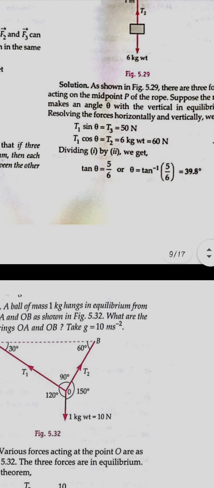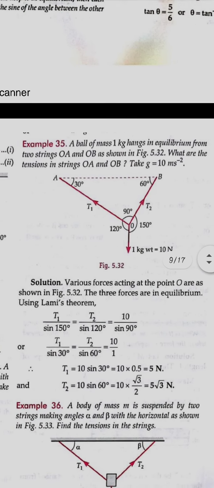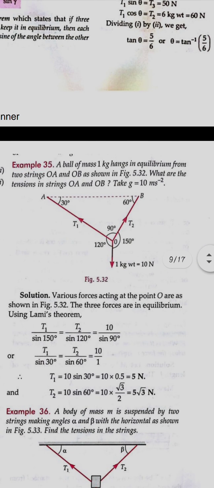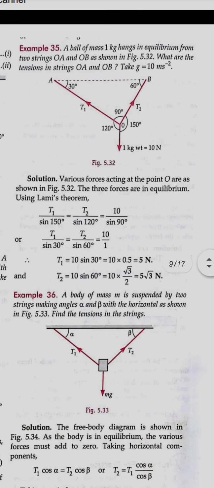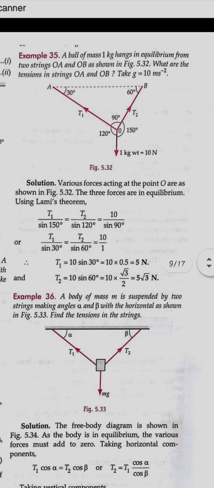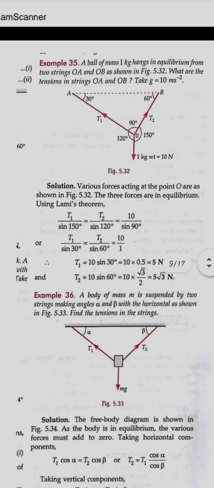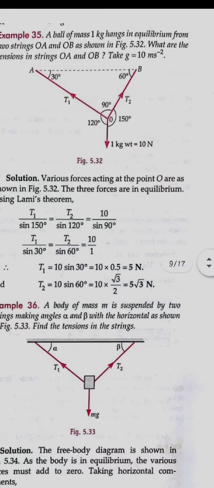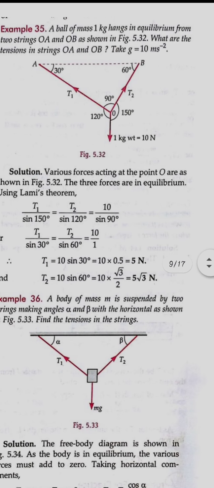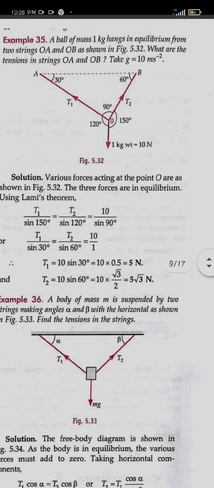5 by 6. Okay. Similarly, see the next question. It is given that a ball of mass 1 kg hangs in equilibrium from two strings, that is OA and OB, as shown in the figure. What are the tensions in the strings OA and OB? We have to find out the tension on the strings OA and OB.